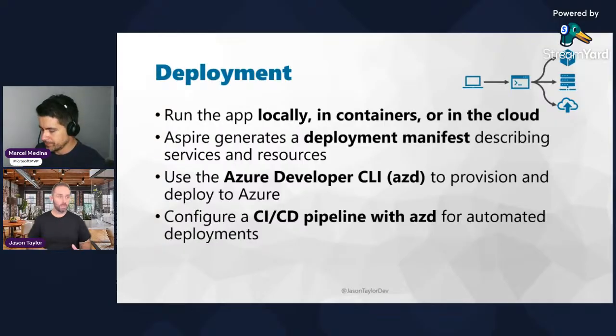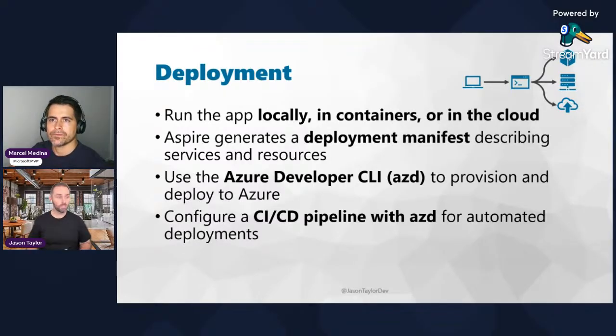What's cool about what Aspire does is that deployment manifest. It's a JSON file. We'll take a quick peek at it soon, but it essentially describes those services and resources and how they connect together. Other tools, such as AZD, can use that deployment manifest to deploy your app into the cloud, to deploy your app on-premises, and to spin up a CI/CD pipeline.